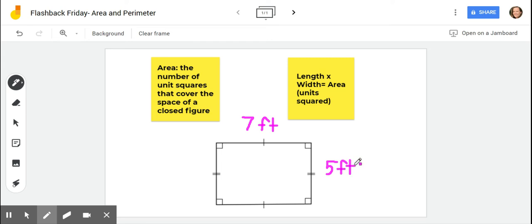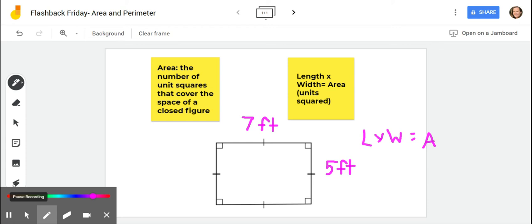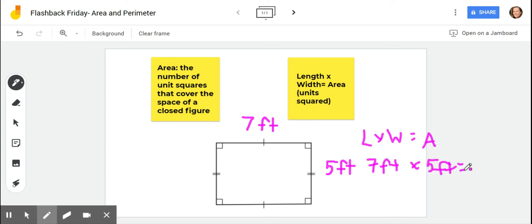To find the area, we do length, longer side, times width. So we're going to do length times width equals area. The length or the longer side is 7 because 7 is a bigger number. 7 feet is longer than 5 feet. So 7 feet. And we're going to multiply that by 5 feet. And when we do 7 times 5, we get 35 feet. And because it's area, it's not just 35 feet, but it's 35 square feet.